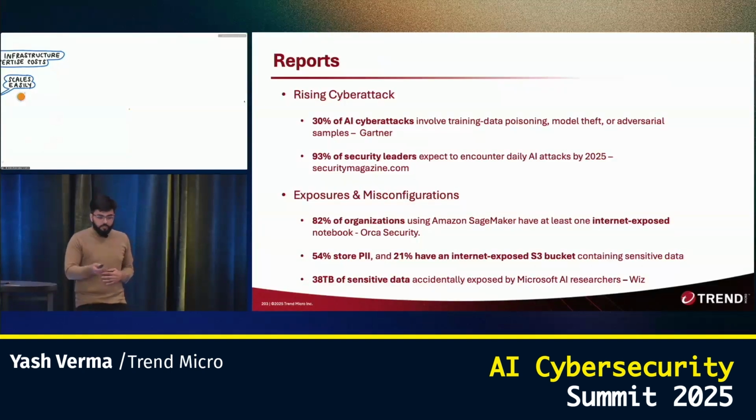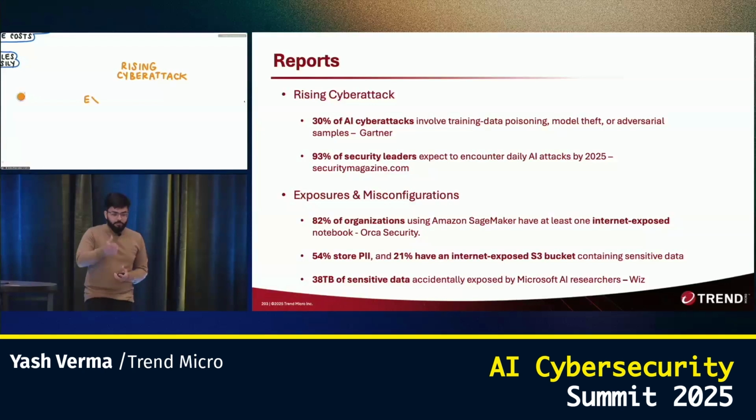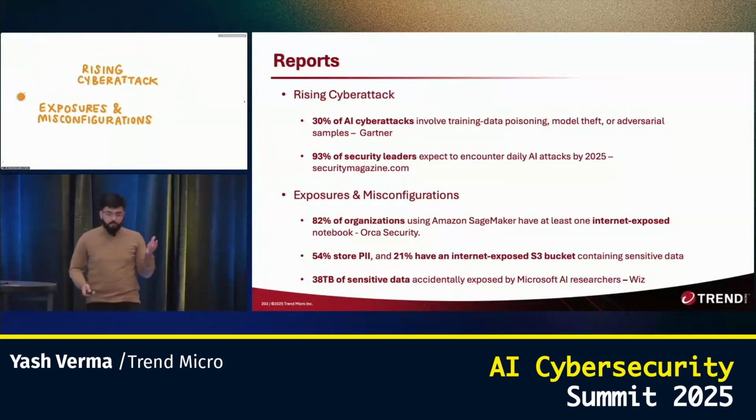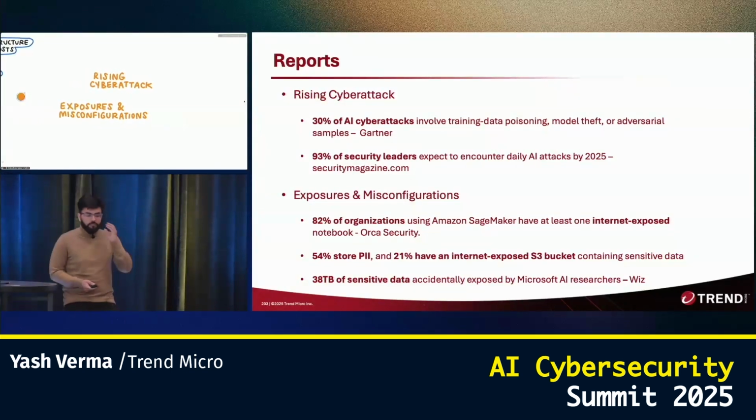One of the very famous misconfigurations is that 82% of organizations using Amazon SageMaker have at least one internet-exposed notebook. I want the audience to note this point because I'll be taking it up later in my presentation. Then, AI requires data, and when you're using AI as a service, you'll be using a lot of cloud storage, and that is also a big problem. Cloud storage misconfigurations: almost 21% have an internet-exposed S3 bucket, with 54% storing PII.